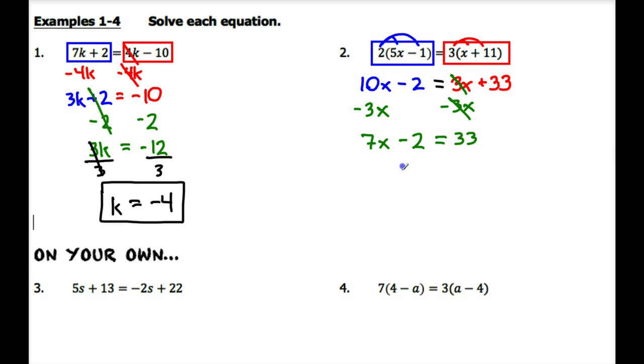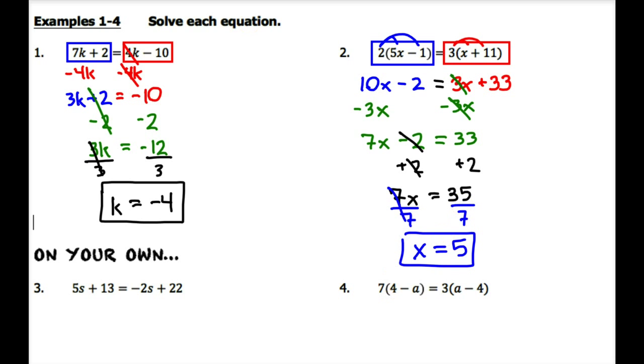And so now we can add 2 to both sides. That gives us 7x is equal to, this would be 35, and then divide both sides by 7, and you get x equals 5.